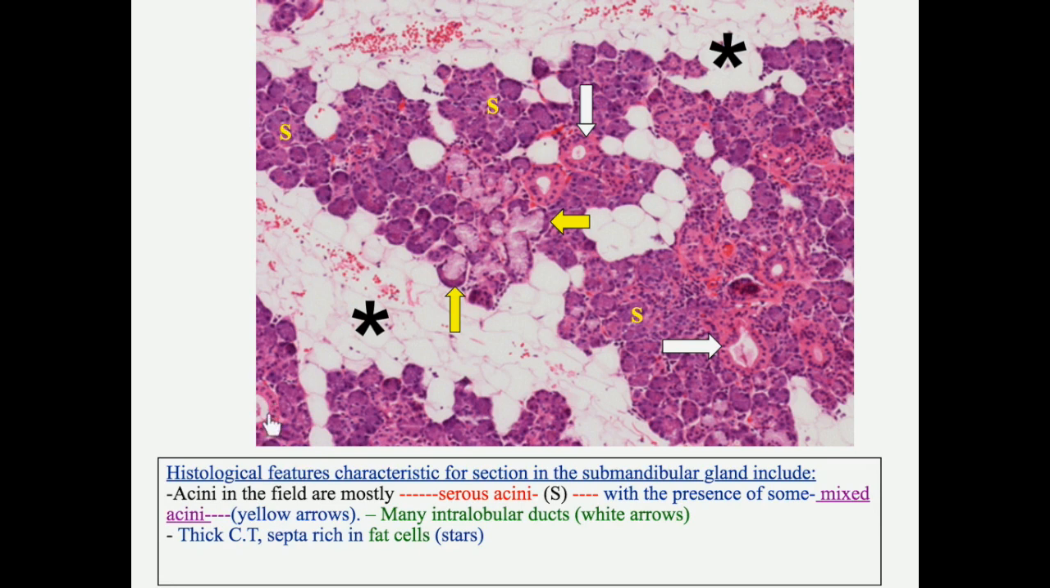So what is present inside the lobules? It is the intralobular ducts. Then after that, between the lobules, interlobular ducts, and then between the lobes, interlobar ducts, and finally the main duct.